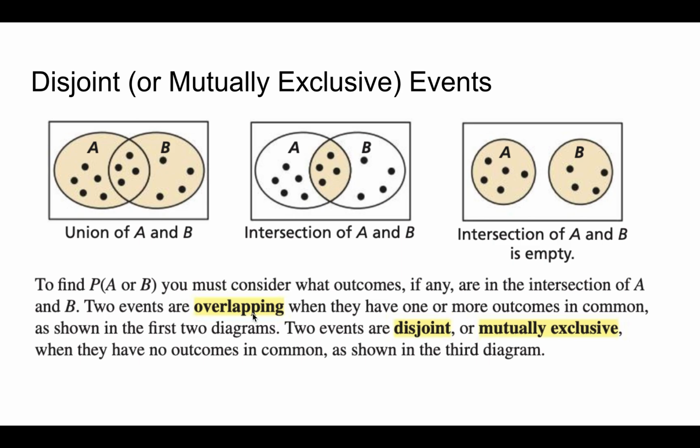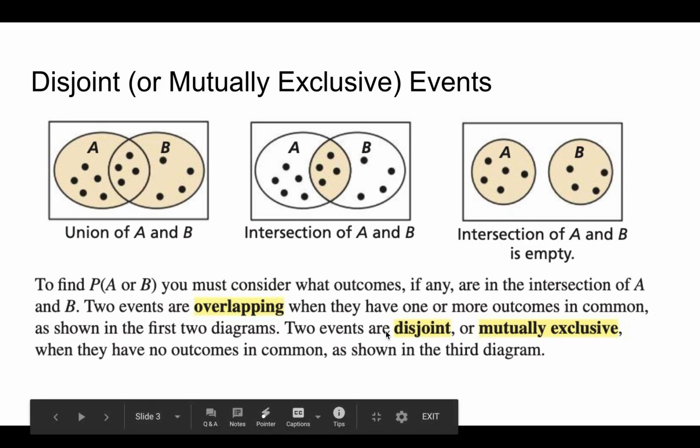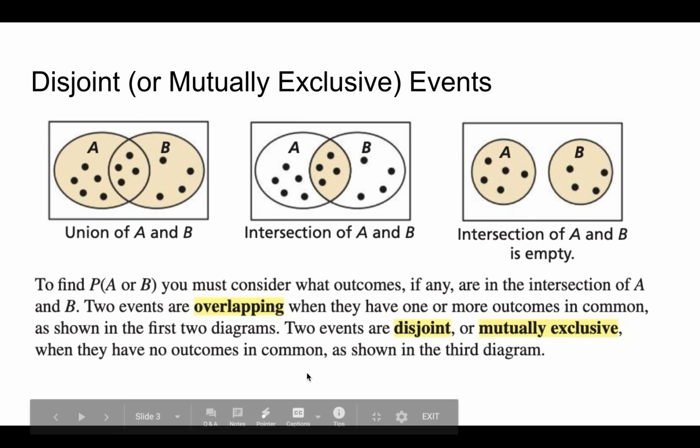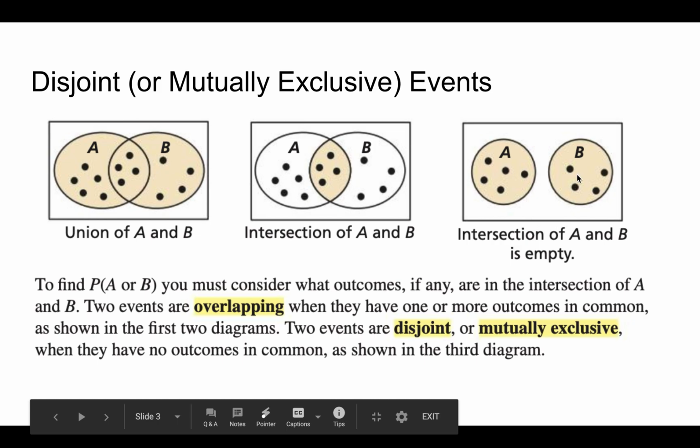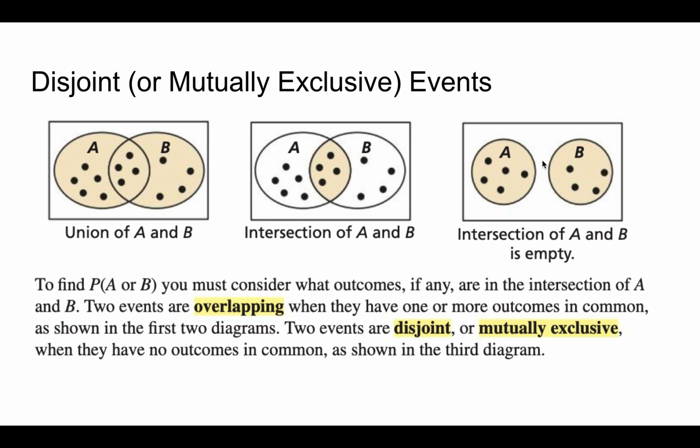Two events are overlapping when they have one or more outcomes in common, as shown in the first two diagrams. So here there are some outcomes in common in this intersection, so they're overlapping. Two events are disjoint or mutually exclusive when they have no outcomes in common. So this would be an example of disjoint or mutually exclusive right here. The two events are not overlapping.